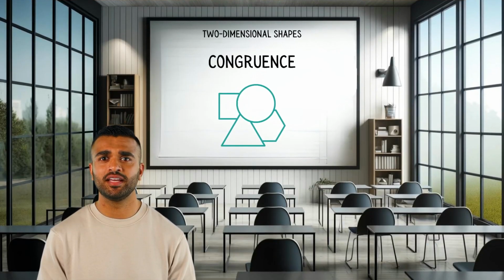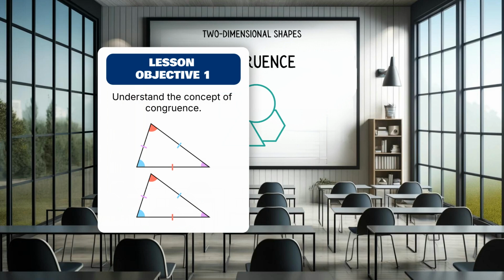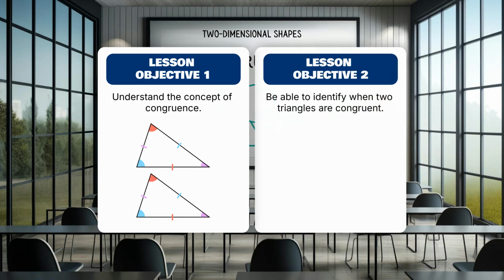In today's lesson, we delved into the concept of congruence within two-dimensional shapes, focusing particularly on triangles. We began by understanding what congruence means in geometry: two shapes that are identical in shape and size, with corresponding sides and angles being equal. We then explored why congruence is important, noting that it allows us to make inferences about shapes based on their properties, simplifying problem solving. We identified congruent triangles using three main criteria.